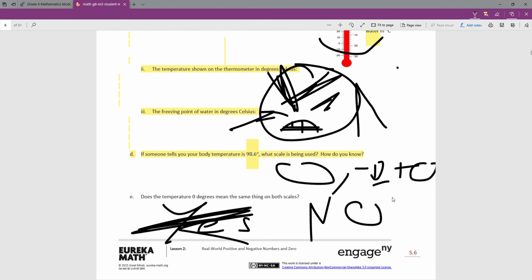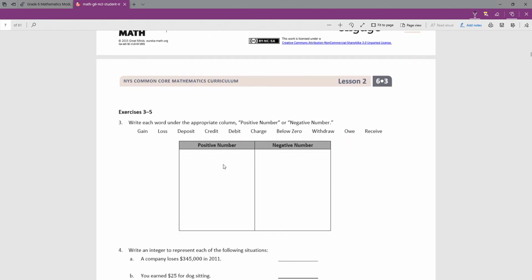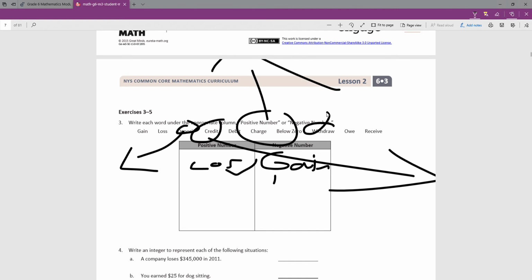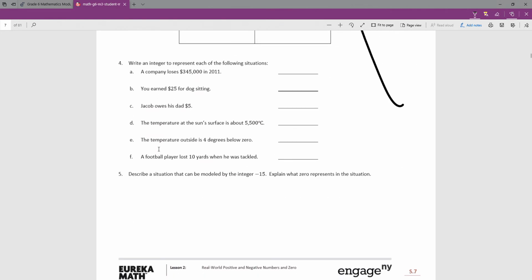Yes, he's beautiful. Next, write each word under the appropriate column, positive or negative number. Gain is over here, gains here. Losses here. Deposit goes over here. Credit goes over there. Charge goes over there. Withdraw goes over there, as you can see.